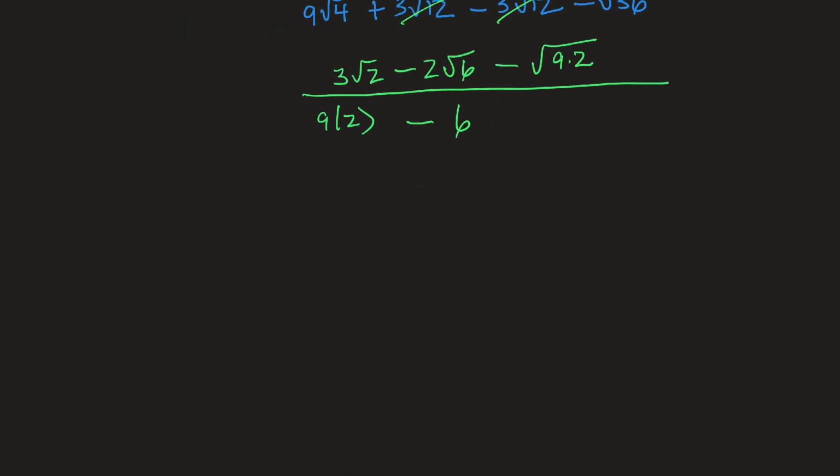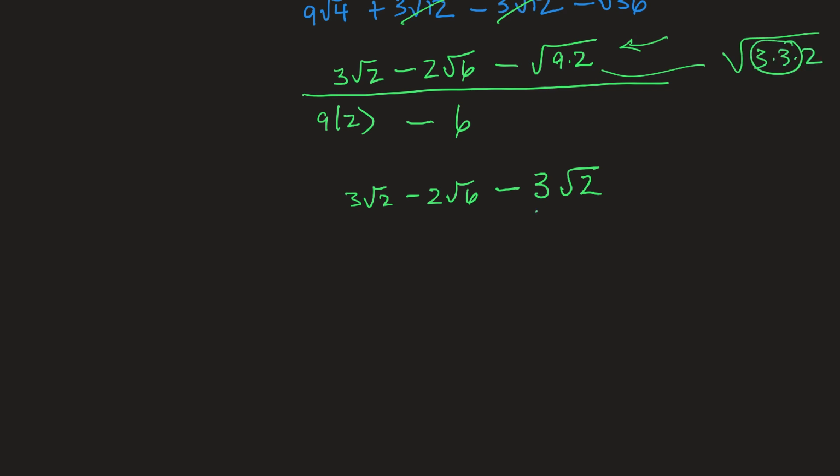Okay. Feeling good so far. Let's see what this does. So 3 root 2 minus 2 root 6 minus square root of 9 is 3, and then I'd still be stuck with the 2 inside. Okay, root 9 is 3 times 3 times 2, so I can bring the 3's out. That's where I got that, and then the 2 stuck inside. Over 9 times 2 is 18. Take away 6.